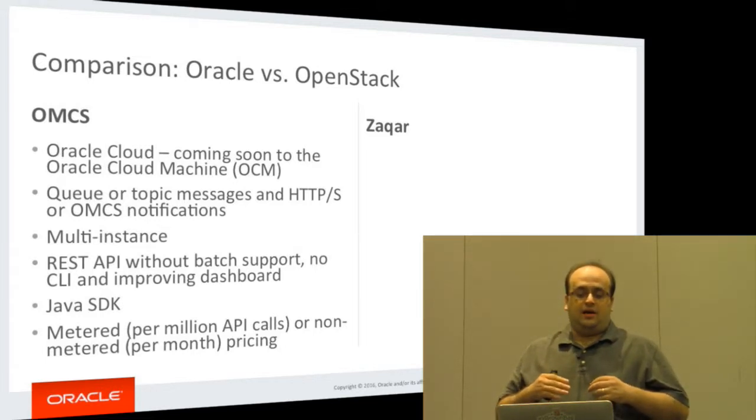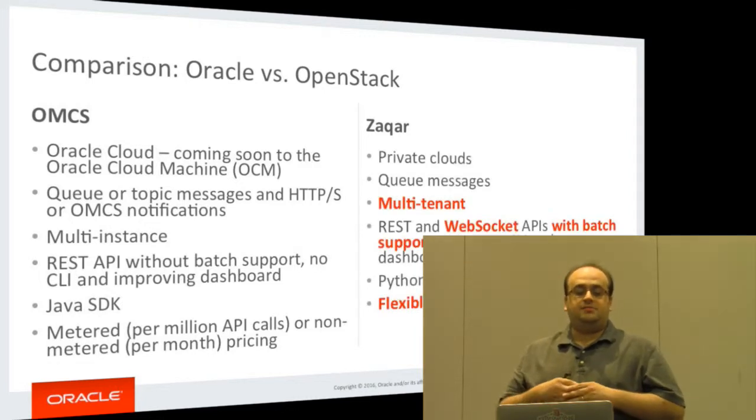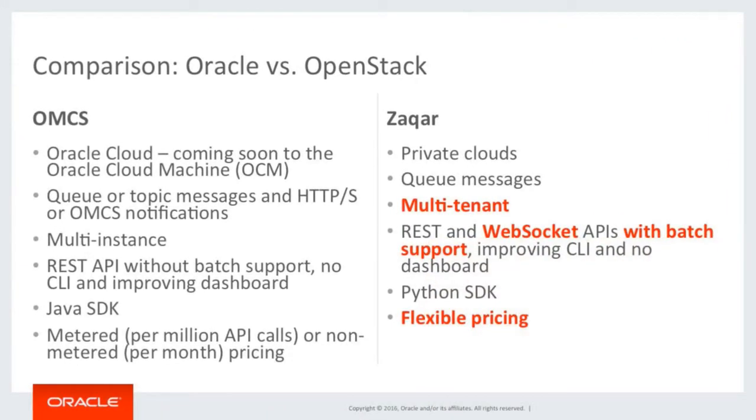This is something very, very difficult to choose, because you really have to know your application to know which pricing model to pick. We are going to talk a little bit about that in a minute. So Zaqar is very different. It's mostly for private clouds, even though it could be deployed in a hybrid or public cloud. It only supports queue messages. It's really multi-tenant.